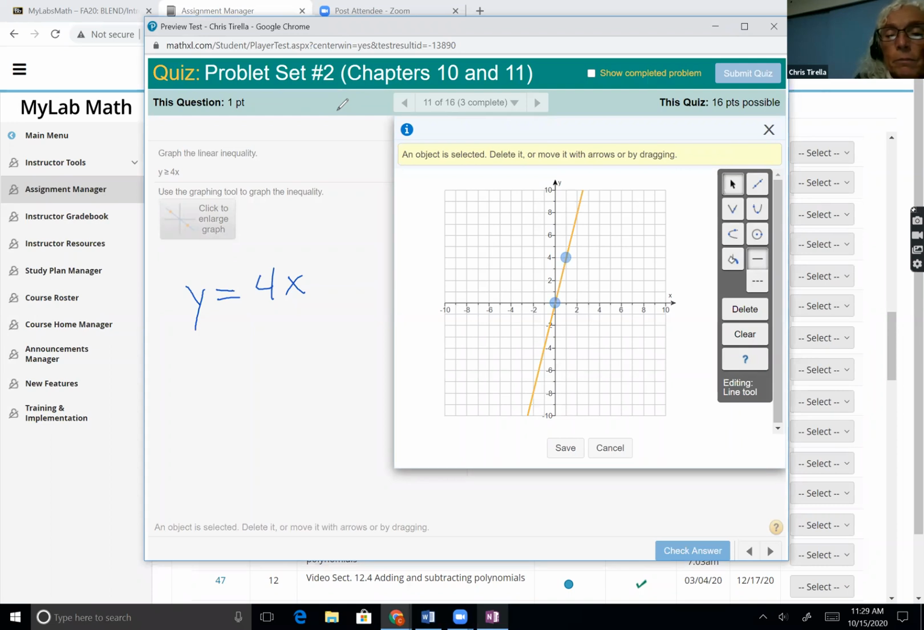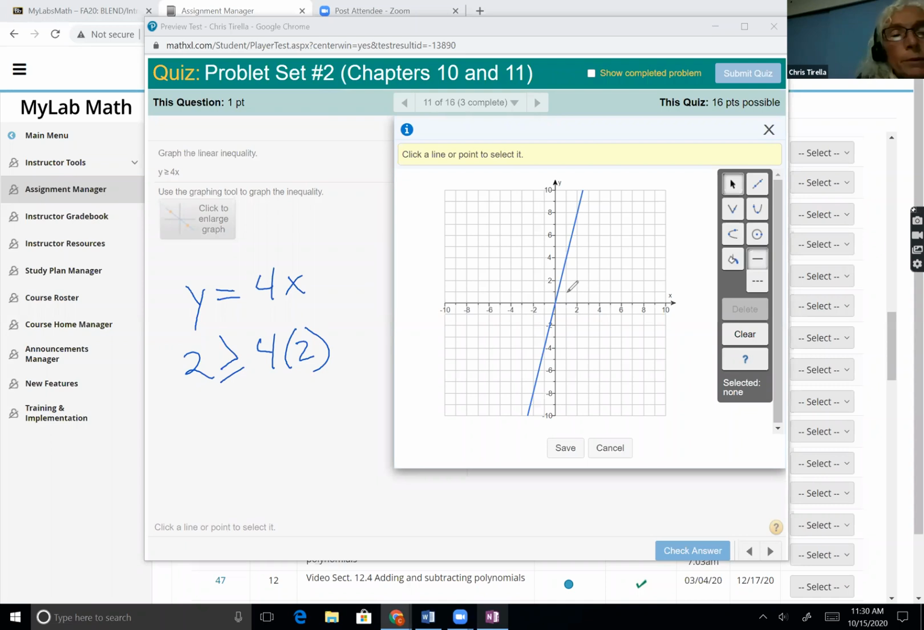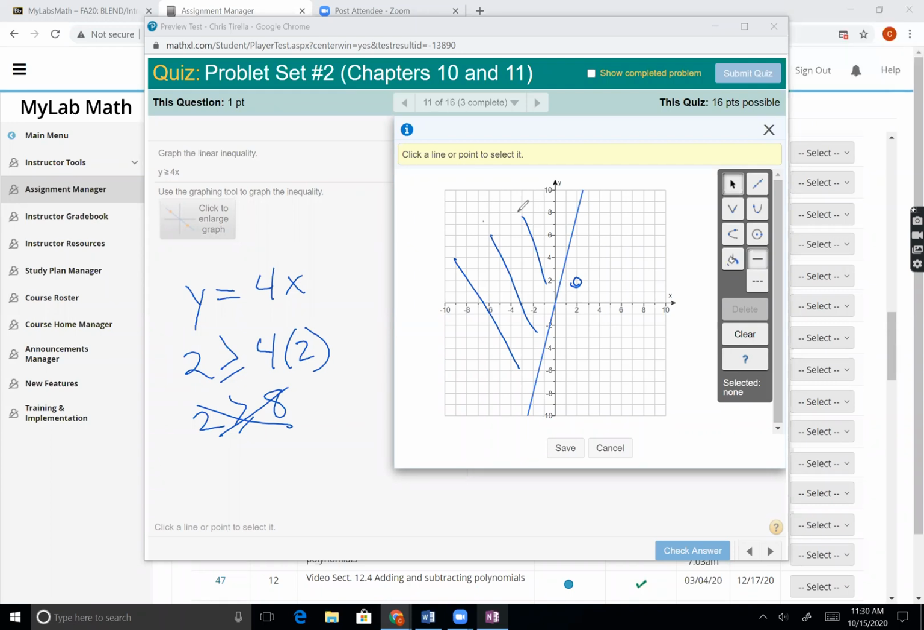Let's pick the point (2, 2). Is 2 greater than or equal to 4 times 2? We used (1, 1) before, right? Yes. So if I'm using (2, 2), is 2 greater than or equal to 8? No. And so we don't want to include that point. We want to shade on the other side, which would be shading here. And that was what I thought we did before, isn't it? Yes. Okay.